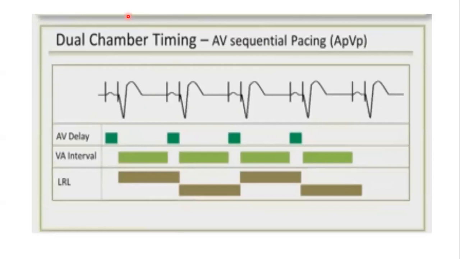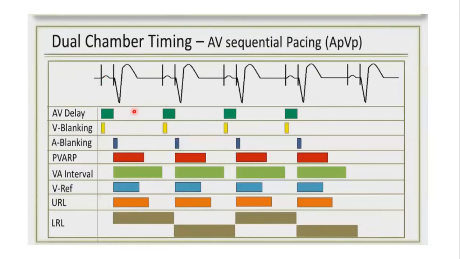This one is for the dual chamber atrial pace and ventricular pace. The atrium is paced, the AV delay timer starts, there is no intrinsic activity at the end of the AV delay timer, and the ventricle is paced. It continues. The VA interval continues, and the lower rate limit also continues to run. At the end of the VA interval, the atrium is paced again. The timer for the AV delay starts again, so the cycle continues.